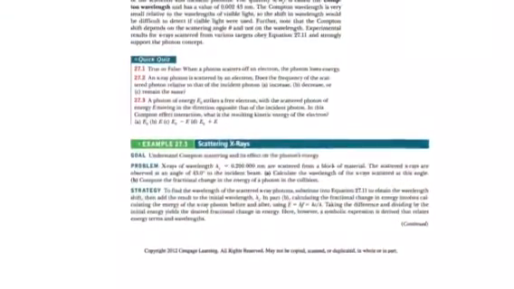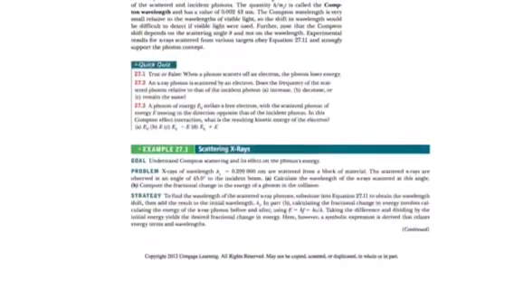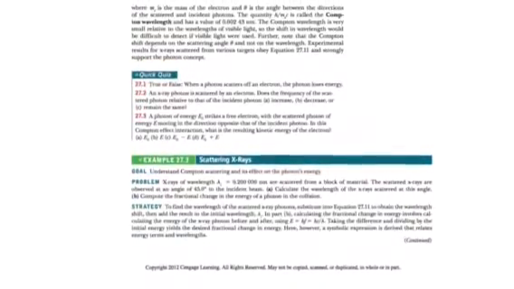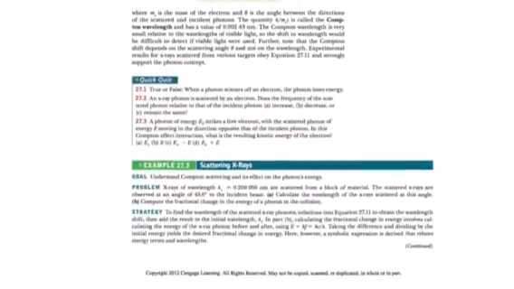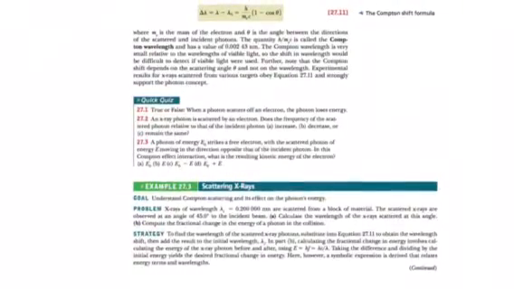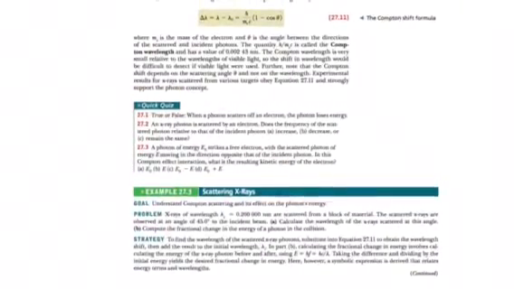Okay, so we have example problem 27.3. It says X-rays of wavelength of 0.2 nanometers are scattered from a block of material. The scattered X-rays are observed at an angle of 45 degrees to the incident beam. Part A says calculate the wavelength of the X-rays scattered at this angle. And Part B says compute the fractional change in the energy of the photon in the collision.